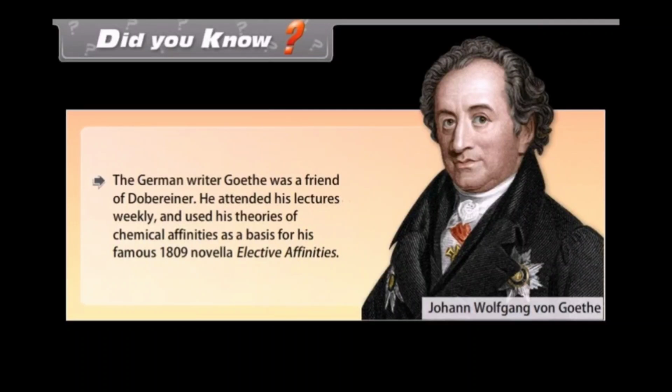Did you know? The German writer Goethe was a friend of Dobereiner. He attended his lectures weekly and used his theories of chemical affinities as a basis for his famous 1809 novella, Elective Affinities.